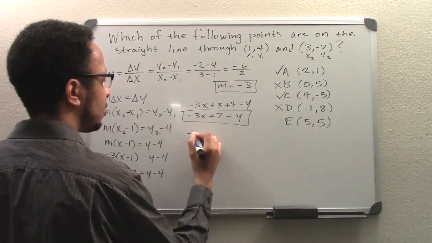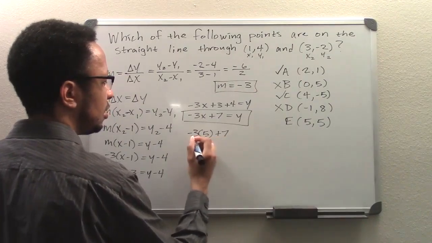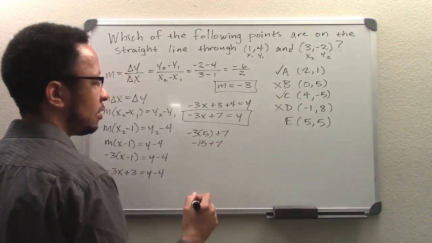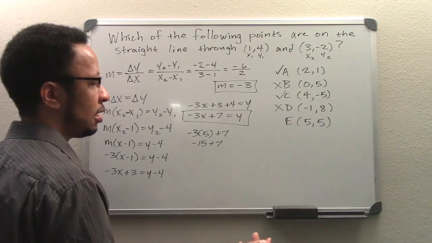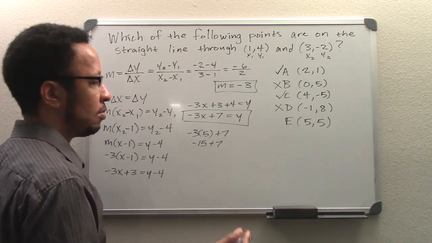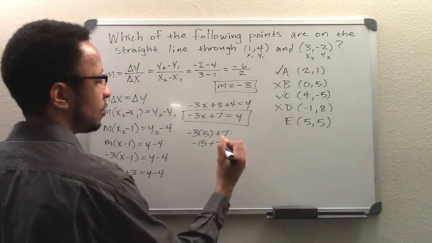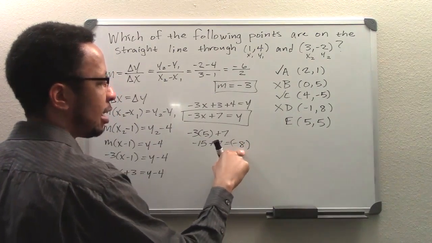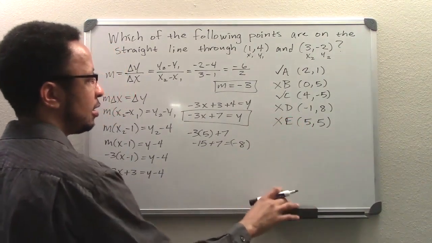Next, we have 5 and 5, so we'll put in 5 here. And so negative 3 times 5 is negative 15, plus 7. The difference between 7 and 15 is going to be 8, because 7 times 2 is 14, and if we add 1 to that, that brings us up to 15. So the difference between 15 and 7 is 8. The negative is larger, so of course it's going to be negative 8. So for an input of 5, we have an output of negative 8, which is not what this is, so that's not on our line.